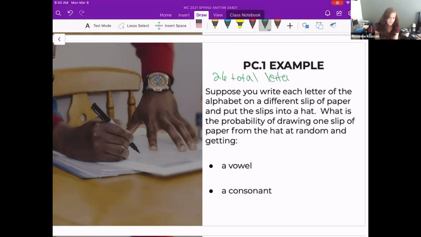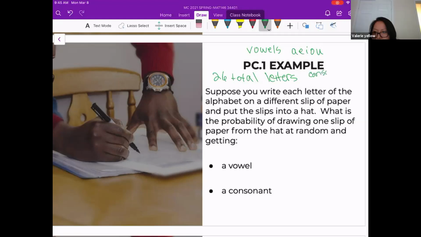When I say a vowel, what do I mean? A, E, I, O, U. Yep. A, E, I, O, U are our vowels. We're not going to worry about sometimes. So we're just going to do A, E, I, O, U. Those are our vowels. What's a consonant? Like B, C. Yeah, not a vowel. Anything that's not a vowel is a consonant. So now you should be able to answer these two questions.